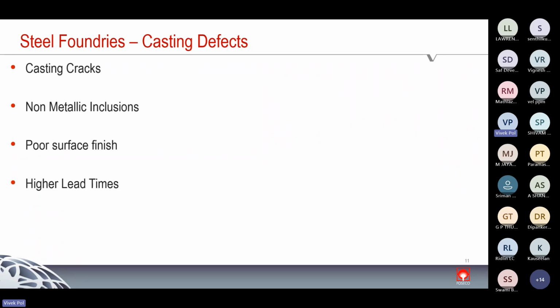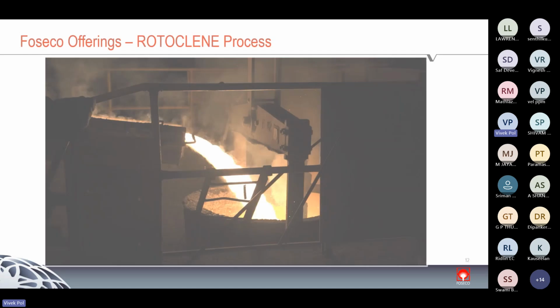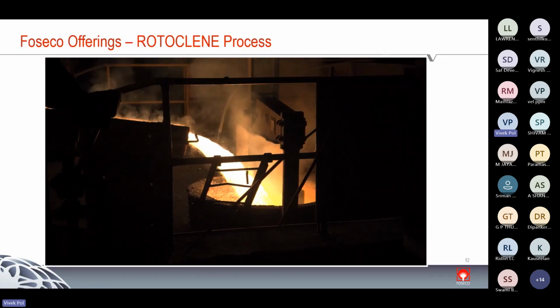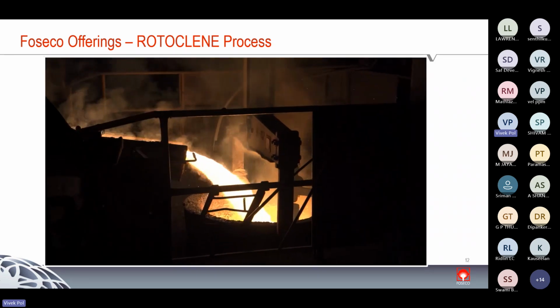When it comes to steel foundries, some common defects we face are cracks, non-metallic inclusions, poor surface finish, and higher lead times because of heavy rework. In connection to that, there is heavy consumption of electrodes, which also leads to higher cost. So these are some challenges in steel foundries. For that, Foseco has come up with a very advanced technology, which is known as the rotoclean process.